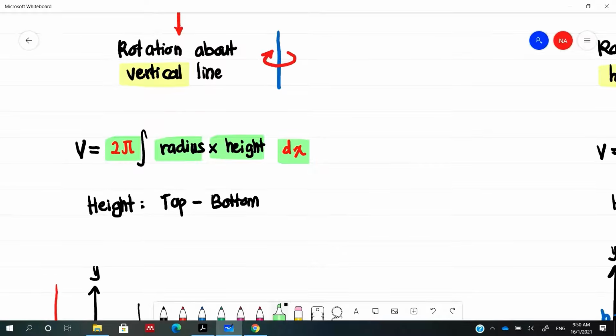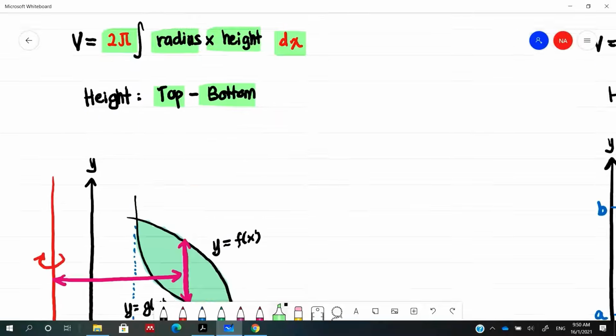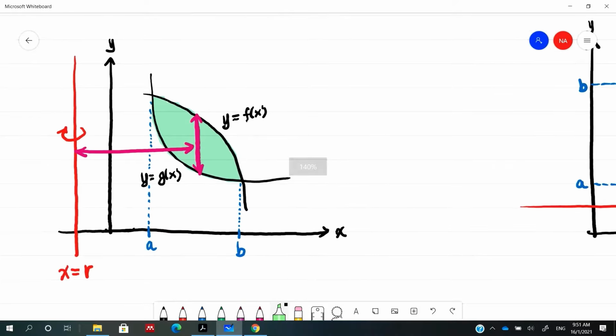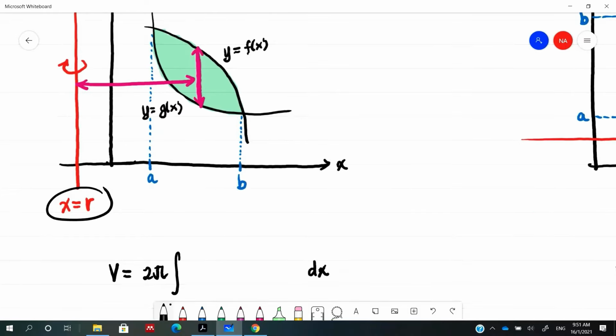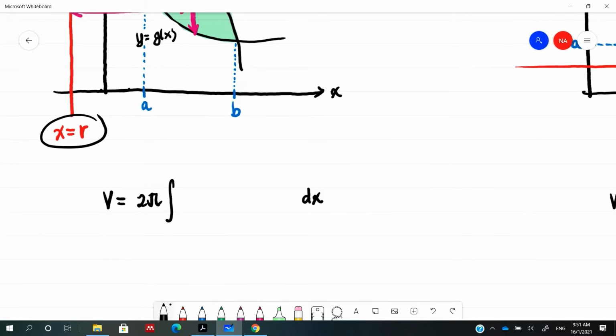For the radius, we'll look at it later. But for the height, we should write the top function minus the bottom function. For example, suppose we have this one. This is the function we have. This is the green region that we want to rotate about the line x equal to r. So this is the axis of rotation. What we have to do is to define the formula for volume.